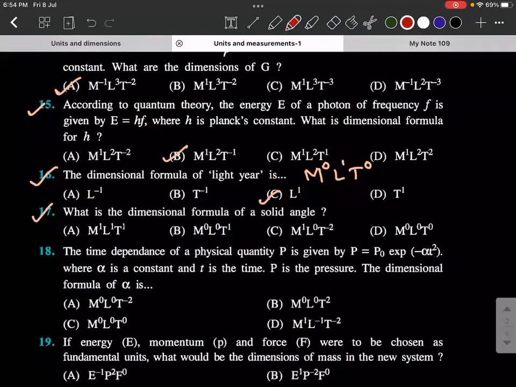Radians and steradians. So both these quantities fall under supplementary units, and for supplementary units you don't have any dimensions. So the answer would be M0, L0, and T0. It's a constant. You cannot write the dimensional formula. So dimensional formula is basically written only for the 7 fundamental quantities or the quantities which are dependent on those 7 fundamental quantities.